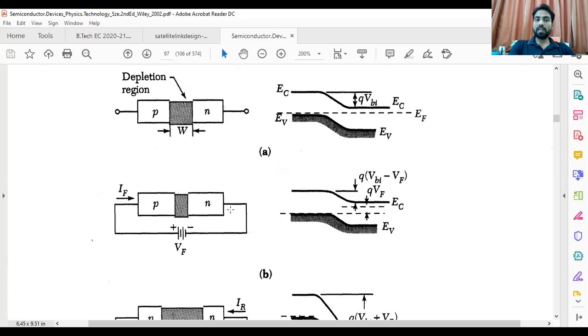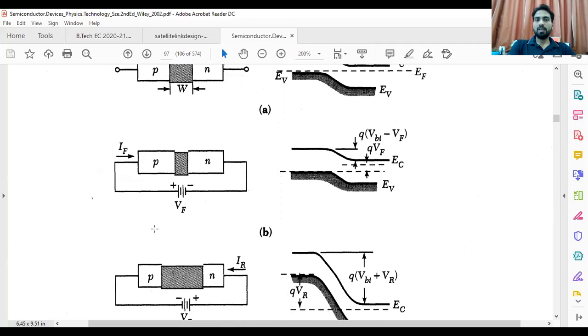Then coming to the next, what happens when we apply a certain electric field or potential across this diode? In this diagram, we are applying an electric field in such a way that the P terminal is connected with the positive and the N terminal is connected with the negative. So the P side receives a repulsive force here, because P has positive charge carriers and this is a positive terminal. The N side has negative charge carriers and is connected with the negative terminal.